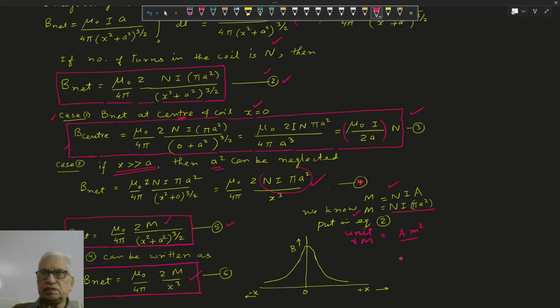Equation 3 can be written like equation 5, and equation 4 can be written like this. The field at the center is maximum, while as x becomes more and more, it keeps decreasing, as we can see by this graph, roughly.